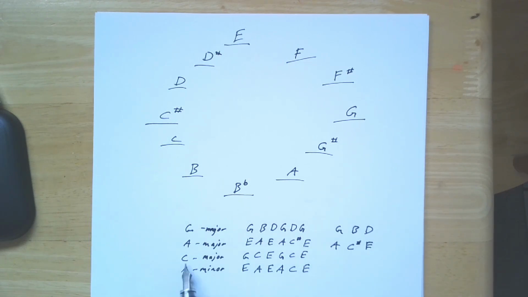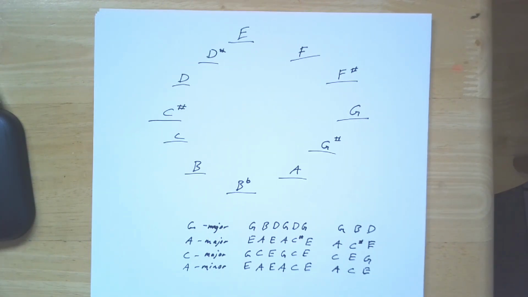All right, C major: C, E, and G. A minor: A, C, and E. All right, now let's talk about how many frets are there between these notes.